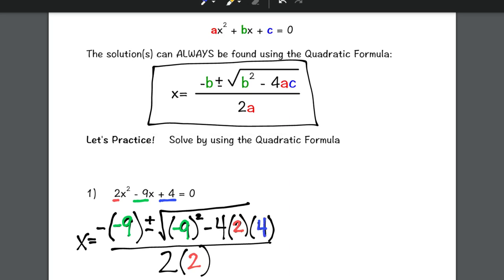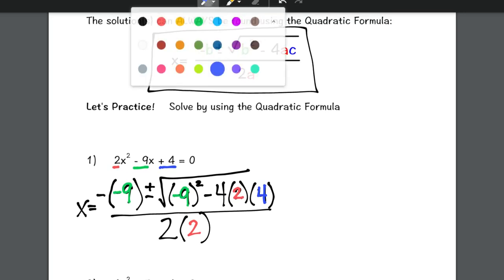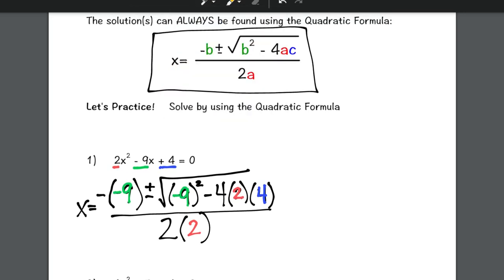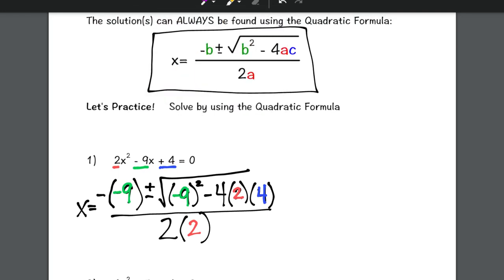In this case, it was 4, okay? So we have everything in place, and at this point, it just becomes doing the math itself, all right? So I'm going to, let's do a different color here. Let's go pink, so it stands out, and it pops.